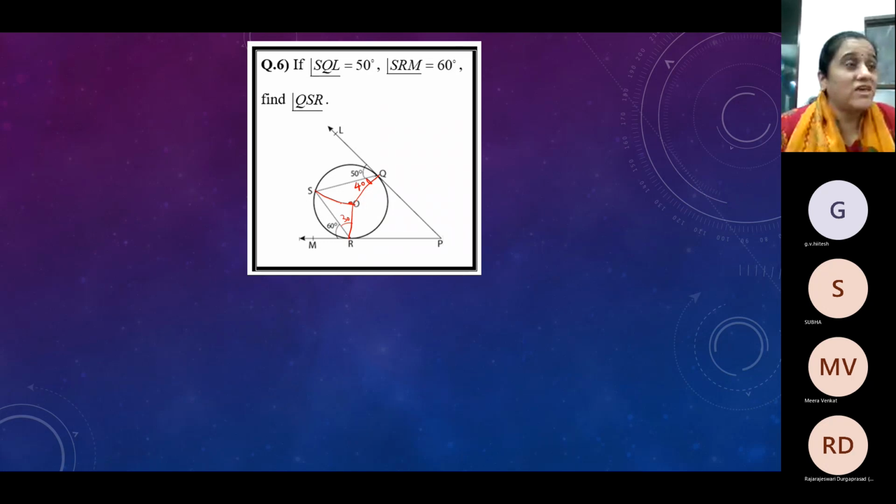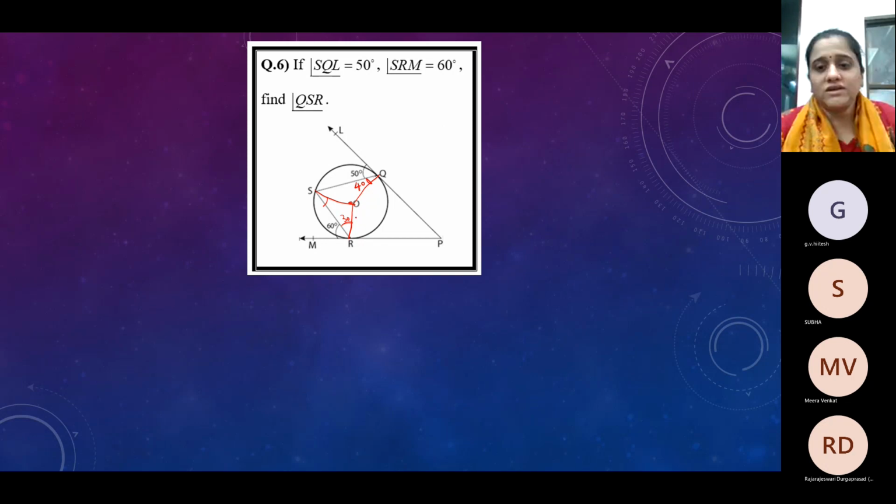Now this one is an isosceles triangle. That's why we recall that. OSR is an isosceles triangle. Why? Because OS is equal to OR, both radius. Yes or no? OSR is an isosceles triangle. OS radius, OR radius. So this angle and this angle, they're equal.